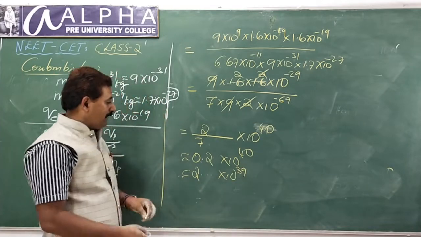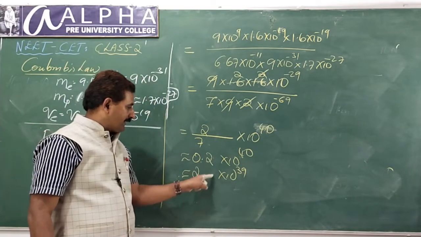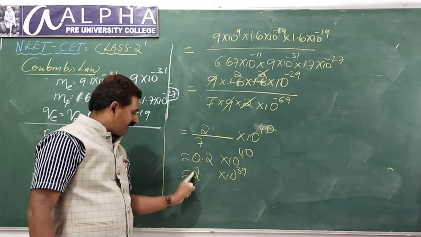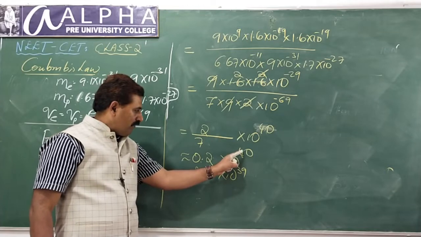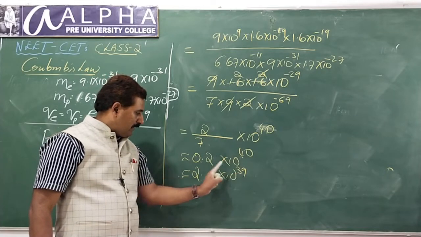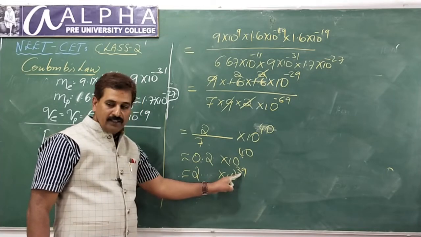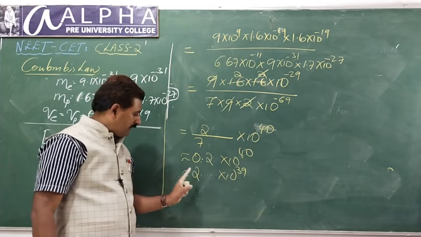Why 39? I have shifted by one place. I have taken one 10 from this side, I borrowed one 10 from here. That's why 40 becomes 39. First digit 2, power 39. Option? First digit 2, power 39.